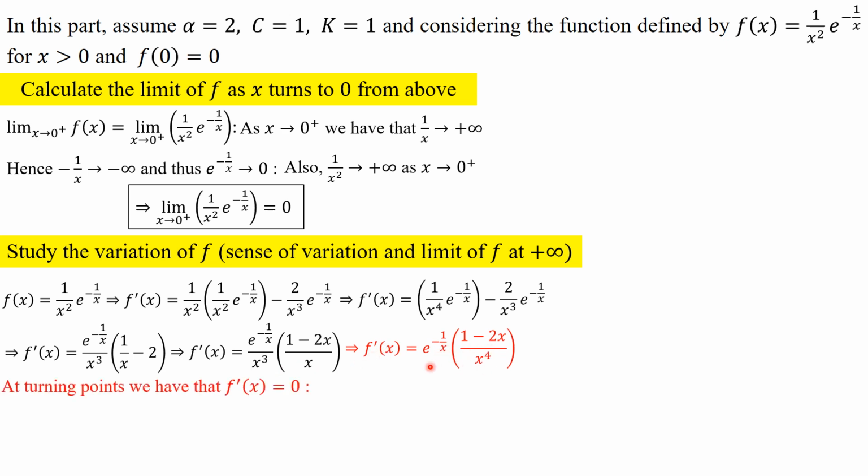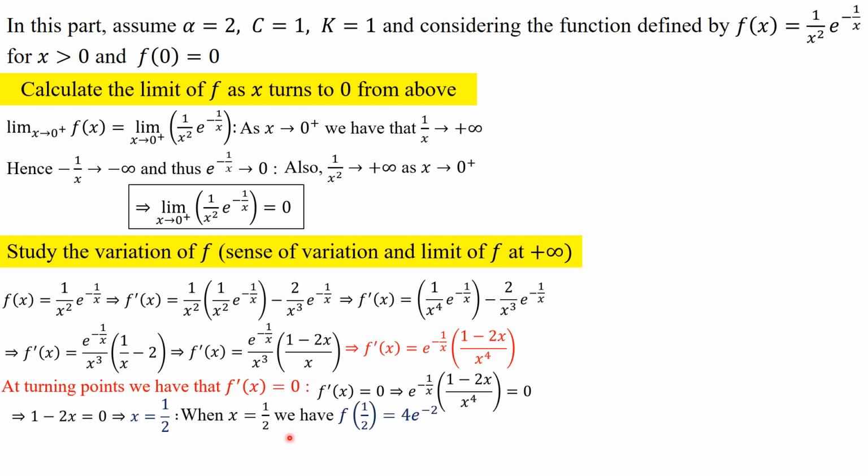Now at turning point, meaning when the function is constant, the first derivative is 0. So the first derivative being 0 means that e raised to the power negative 1 over x times 1 minus 2x all divided by x raised to the power 4 is equal to 0. So I can multiply both sides of the equation by the denominator and divide both sides by the exponential quantity. Doing that, I'm just going to be left with the numerator, which is 1 minus 2x equal to 0, meaning that x is equal to half.